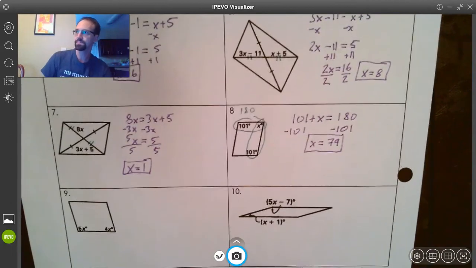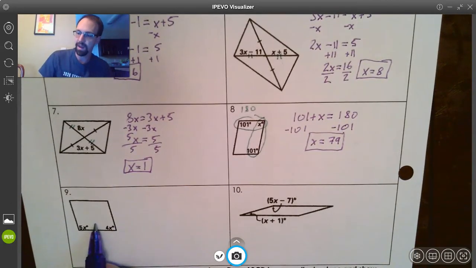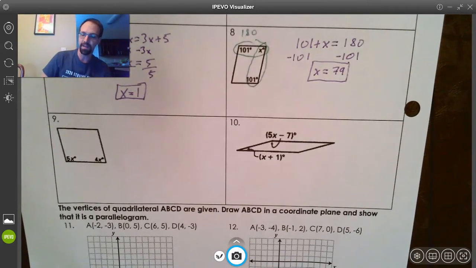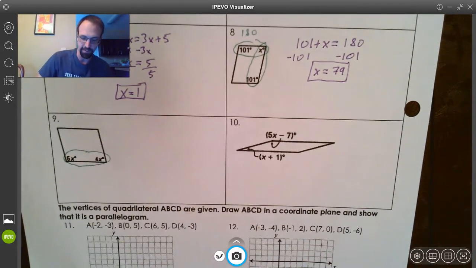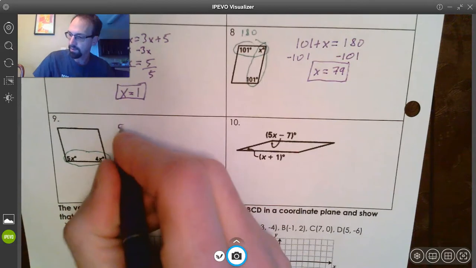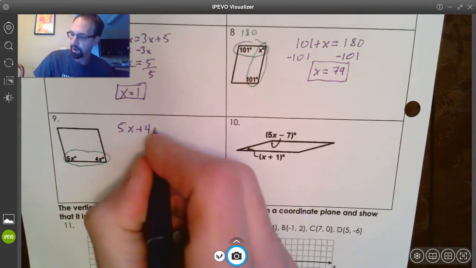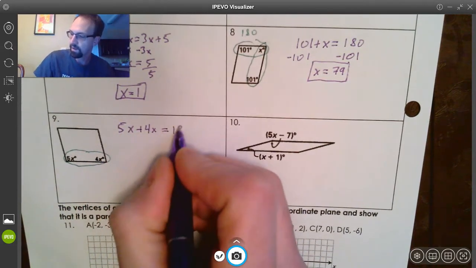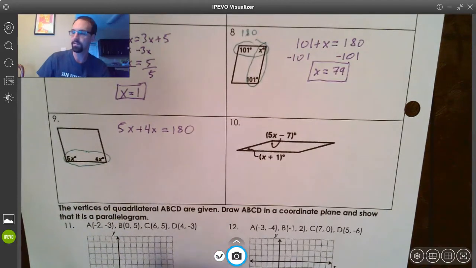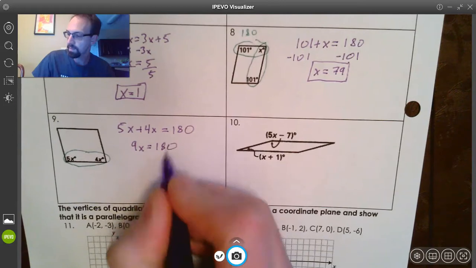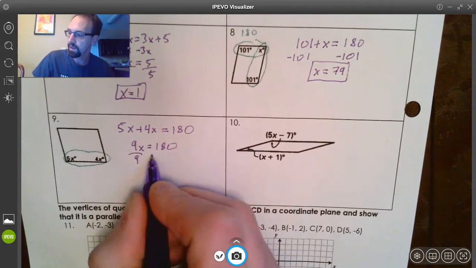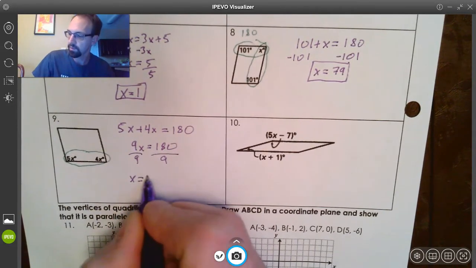For this one here, we need that these two angle measurements are supplementary. So for 5x and 4x, I need that those are supplementary. So that means I'm going to have to add 5x plus 4x to obtain 180 degrees. So that's 9x equals 180. Divide by 9, and you get x equals 20.